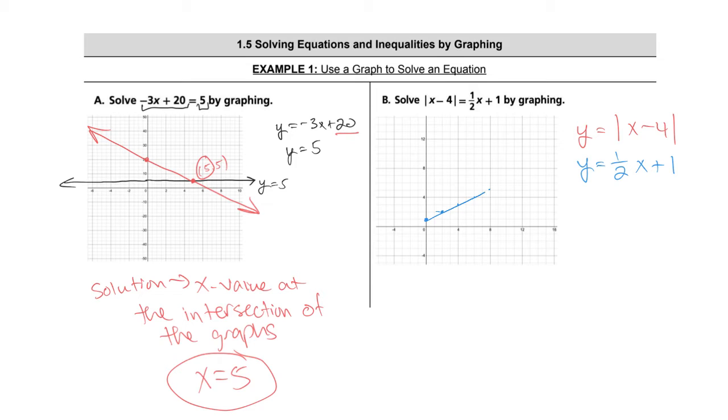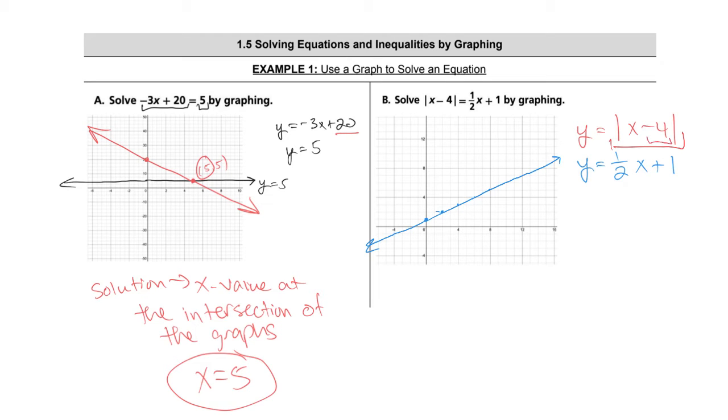All right, so we can continue this graph like this, and like that. So this is our y equals 1/2 x plus 1. Now it's time to graph our absolute value of x minus 4. Now remember, we've done transformations. So if we think about our original absolute value of x, it's a V shape, starting with vertex 0, 0 and going up 1 to the right 1, up 1 to the right 1. It just makes a straight V.